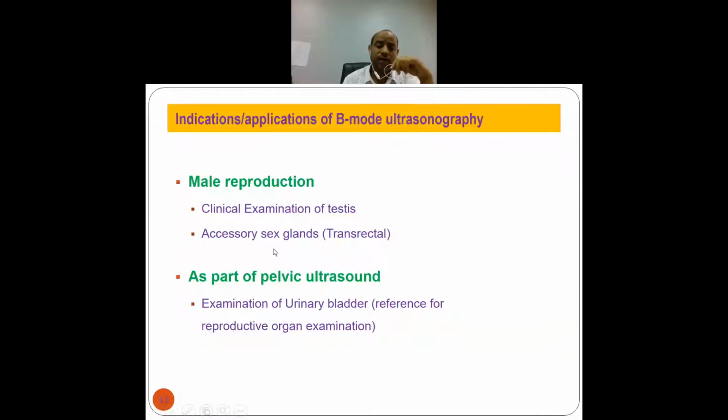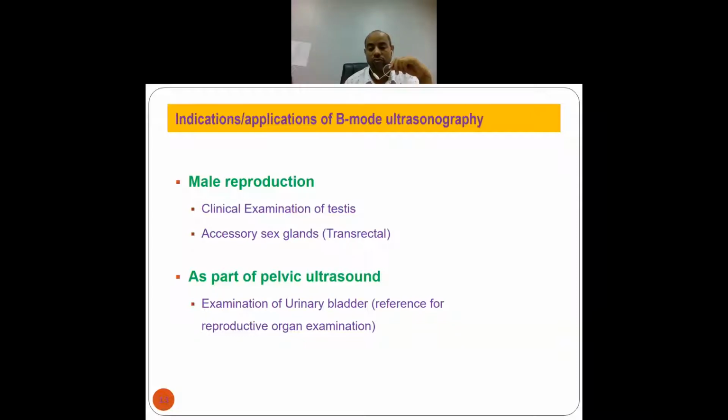And of course, as part of this pelvic ultrasound examination, the other important urogenital organ is the urinary bladder. The urinary bladder is most commonly examined during our routine examination of the reproductive system because it is connected with the genital system. And oftentimes we also use the bladder as our point of reference during our examination. So it's very important to remember that we have this urinary bladder in that region.